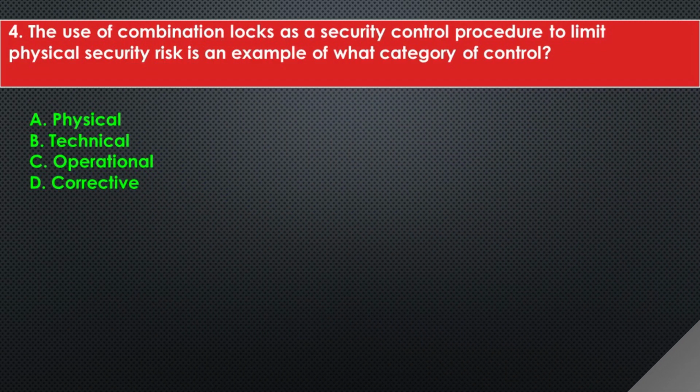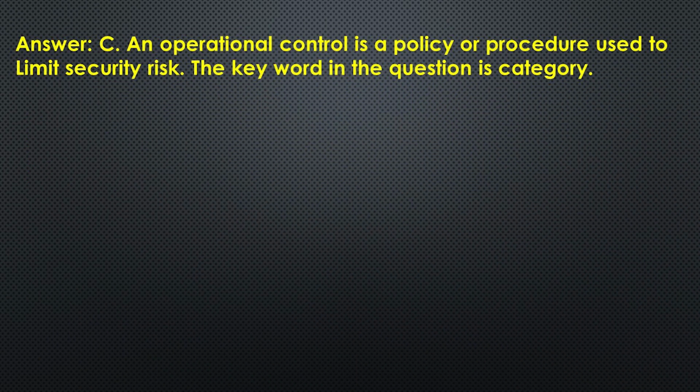4. The use of combination locks as a security control procedure to limit physical security risk is an example of what category of control? A. Physical. B. Technical. C. Operational. D. Corrective. Answer: C. An operational control is a policy or procedure used to limit security risk. The key word in the question is category.